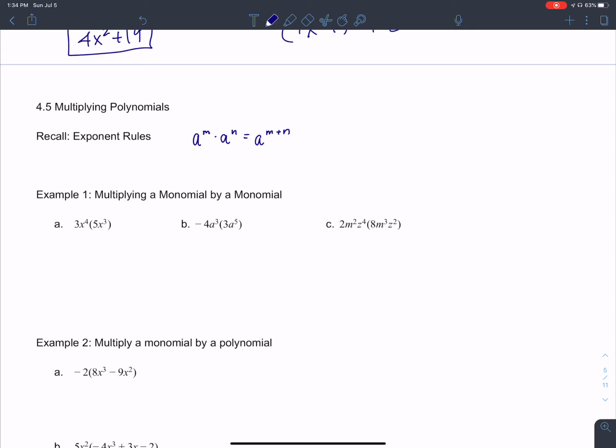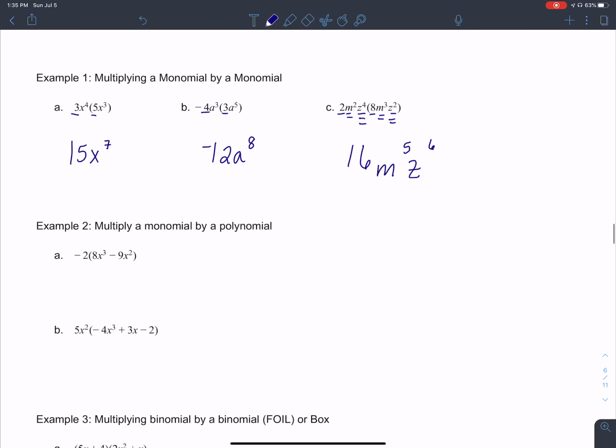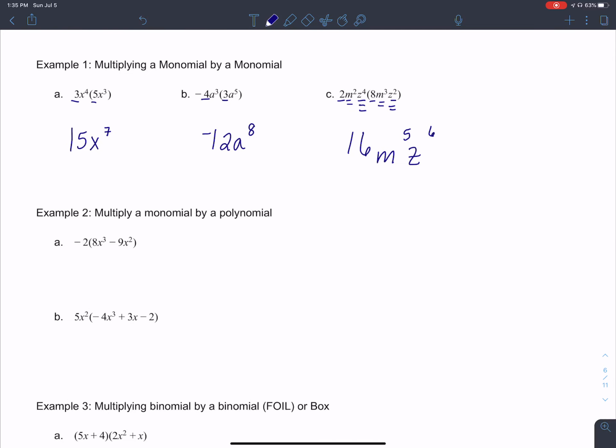Okay, so multiplying a monomial by a monomial. We multiply our coefficients. 3 times 5 is 15. Keep our base, add our exponents. Multiply our coefficients, keep our base, add our exponents. We've got another set. Keep our base, add our exponents. Okay?